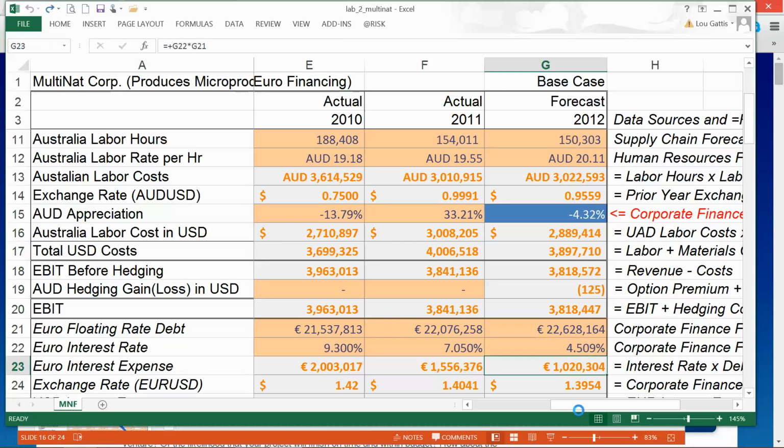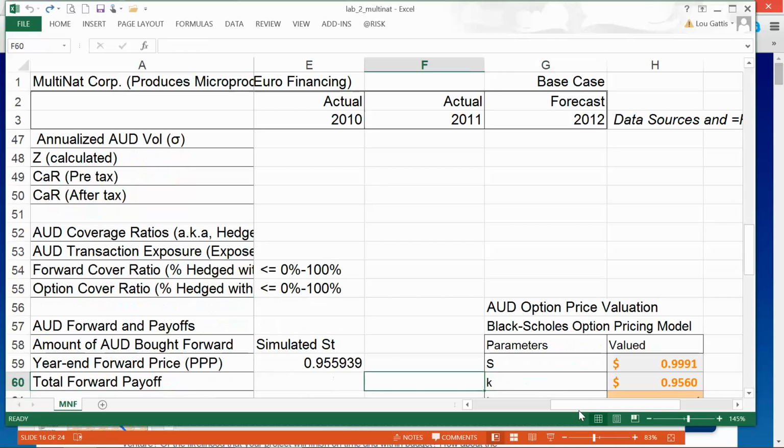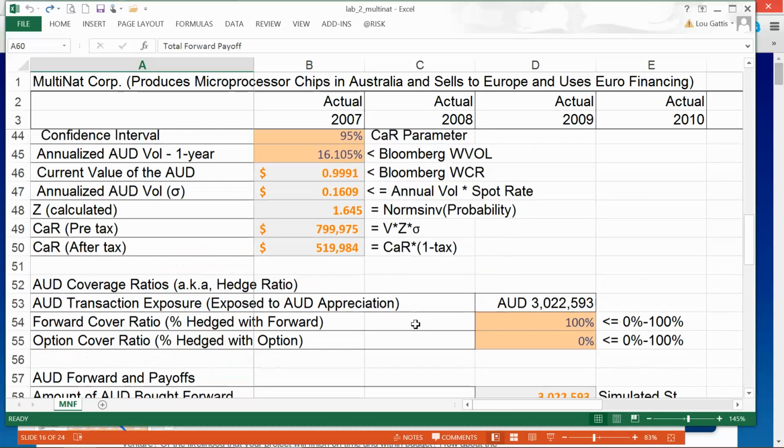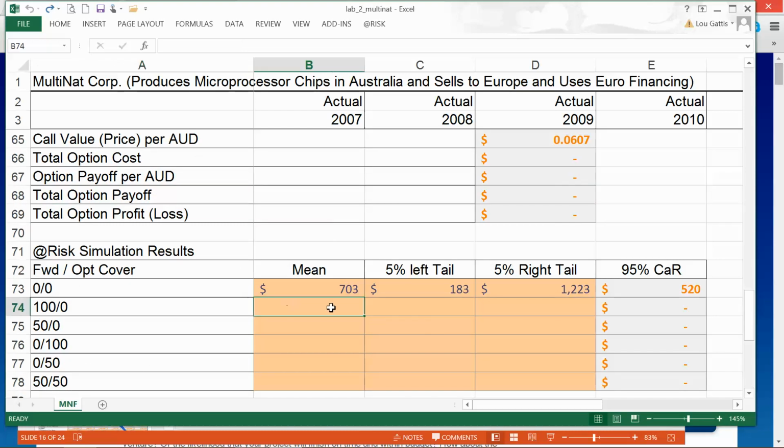All right, so now if I go to my results, for a 100% forward hedge coverage ratio, I get 703. Worst case, 703. Right tail, 703. Every value is 703. So you no longer have cash flow risk, because you now have a forward contract to buy all the Aussies at roughly 95 cents, or 95.5.